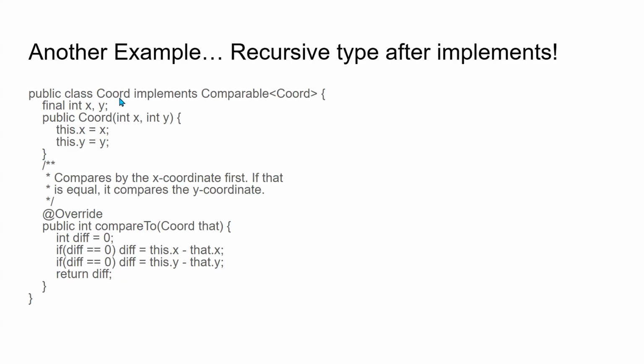Here's another example. I'm going to do comparable, and I'm going to put angle brackets here with a type. This is kind of mind-blowing, I guess, the first time you see it, because you've got a coord implements a comparable of coord. It's kind of recursive. But all that angle bracket is saying is that I want the argument to compareTo to be of this type, right? So I want it to be able to compare to itself is all it's saying. And so this code is otherwise the same as the previous one. Are there any questions?